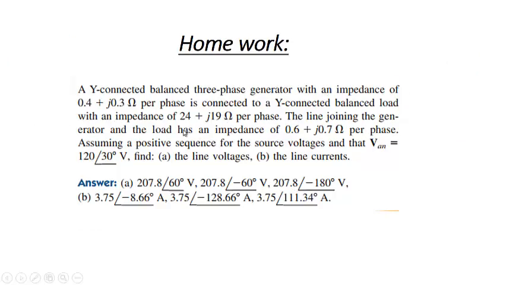Now please try to do this at home. A Y-connected balanced three-phase generator with an impedance of this per phase is connected to a Y-connected balanced load of impedance ZL. This is ZS, this is ZL. The line joining the generator to the load has this, small l, that is the line impedance per phase. Assuming a positive sequence for the source, VAN is equal to this. Find the line voltages. This is very simple. You can find the line voltage VAN minus VBN, and the line currents. Line currents will be simply as we have just done. I have given the answer. You can calculate these values and check your answers against these answers.